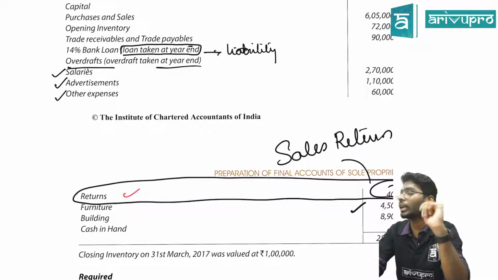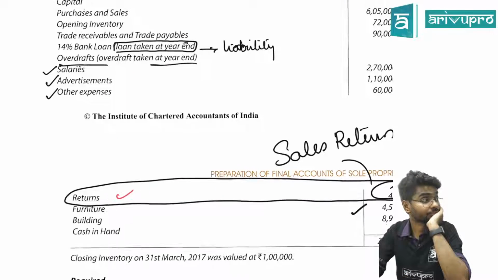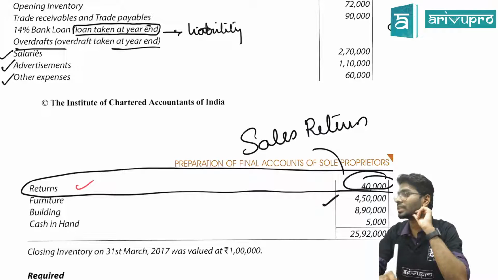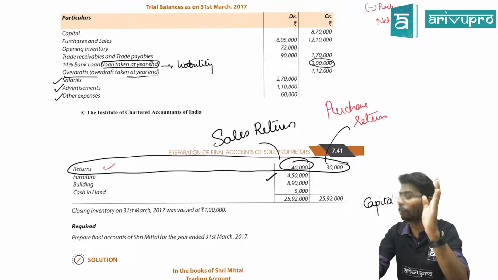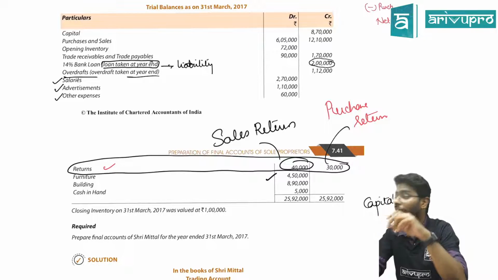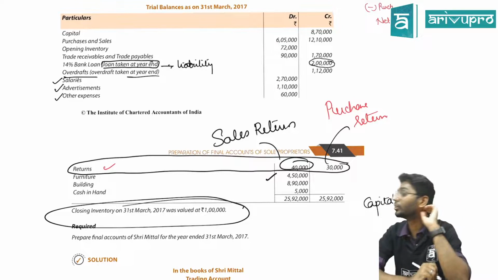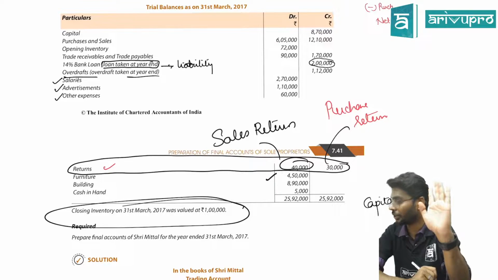Now let's come to our adjustments. What do you mean by adjustments? Adjustments are the ones which are outside the trial balance. Anything outside the trial balance should appear twice. Understood? Anything outside the trial balance should appear twice.